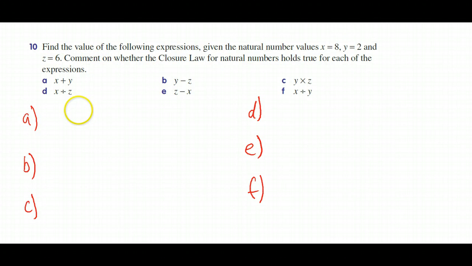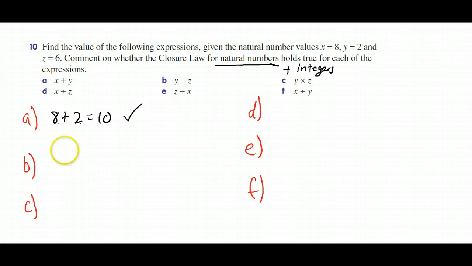Okay, in question 10 we've got some different values for x, y and z, and this time we've got to comment on whether the closure law for natural numbers holds true for each of the expressions. So natural numbers are positive integers. It's got to be an integer and it's got to be positive. So x plus y is 8 plus 2, which equals 10. So both of these are natural numbers, and this is also a natural number. So the closure law has held there.